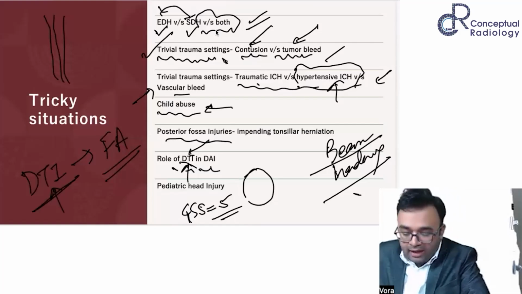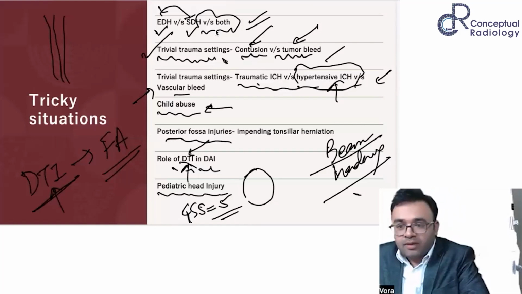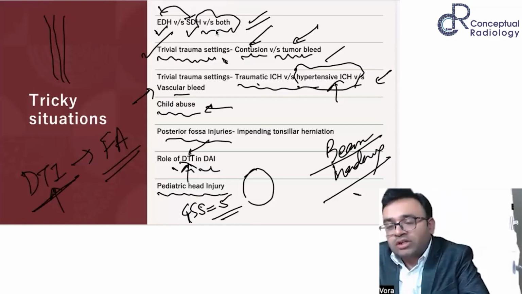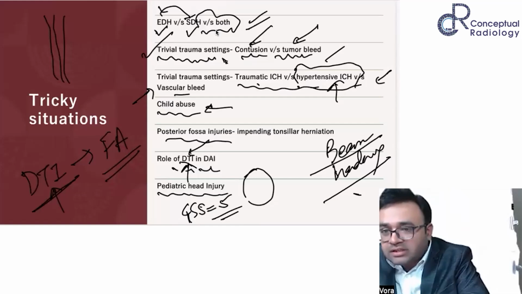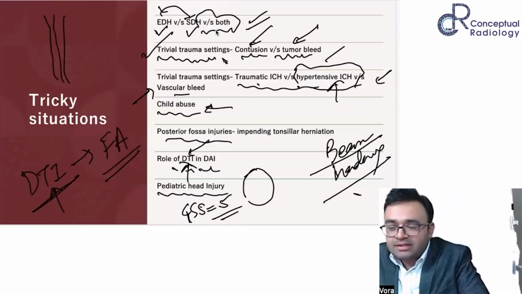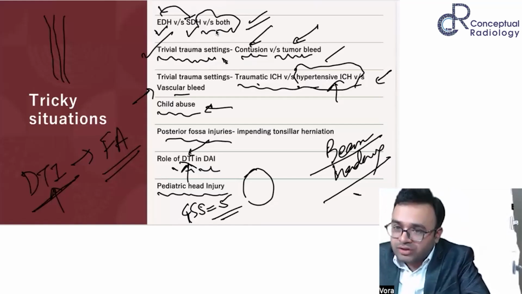Okay, and pediatric head injury. My suggestion is that this is the most careful CT scan you should ever read. If you are getting a pediatric CT to report, see it twice, see it thrice. I tell my residents to see it as many times as possible, because children are the most tricky to treat.